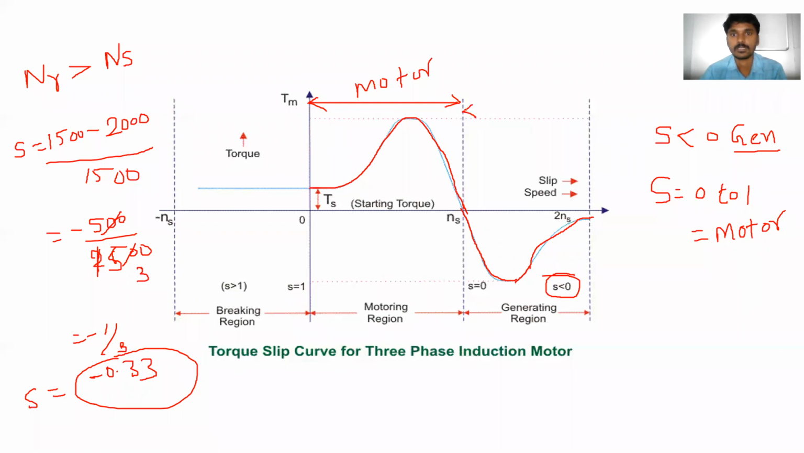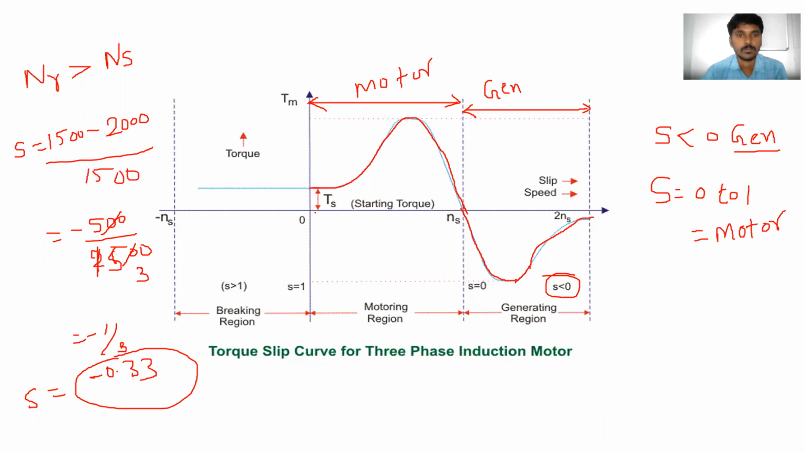In this region, if the slip is less than 0, that means the slip is a negative value. The torque goes negative, so the power is also negative. So it will work as a generator. It will convert mechanical energy into electrical energy. Clear?